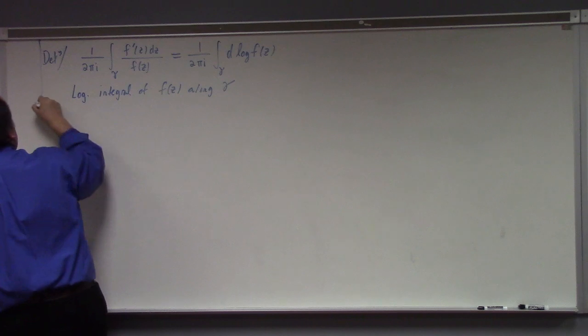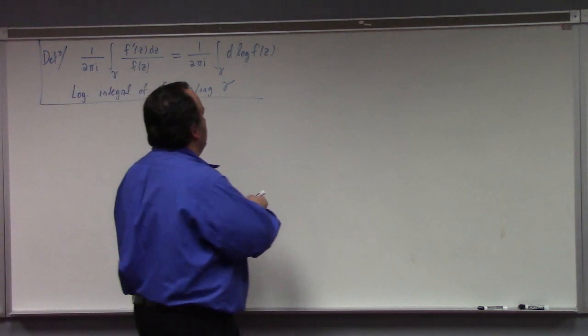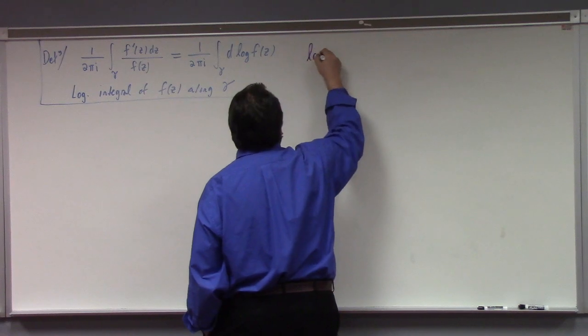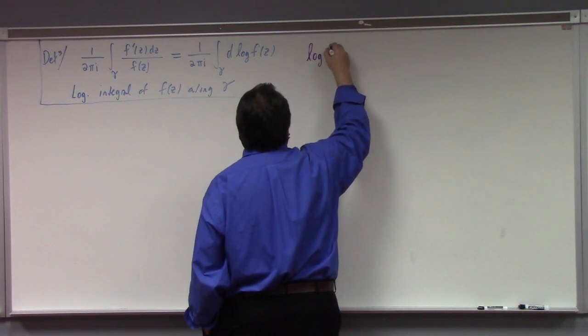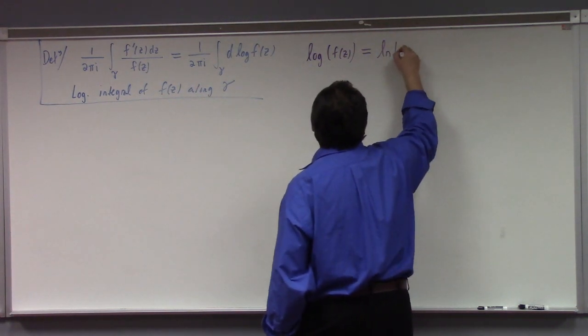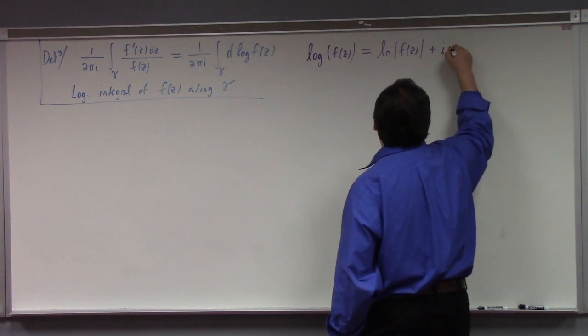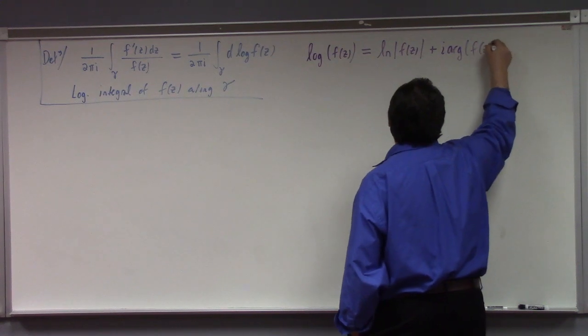All right. What does it do? I said essentially the logarithmic integral measures the change of the log of f of z along gamma. So what is the log of f of z equal to anyway, guys? Well, it's equal to the natural log of the modulus of f of z, right? Plus what? Plus i times arg of f of z.